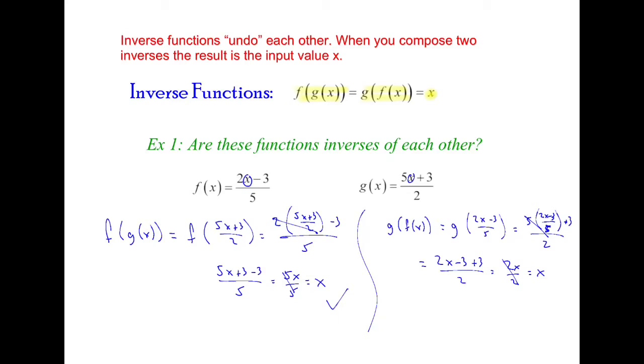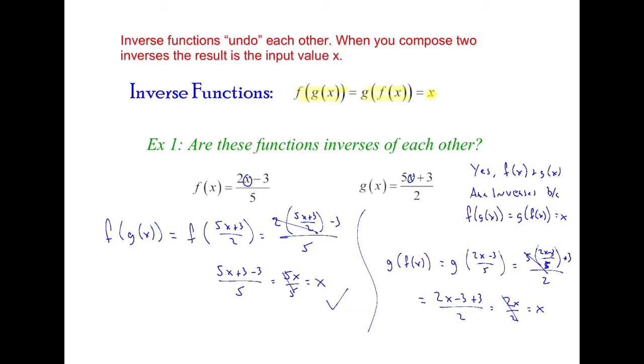So are these inverses of each other? The answer is yes, they are inverses. F of x and g of x are inverses. Because f of g of x is equal to g of f of x, which is equal to x. So that's the reason why they are inverses of each other.